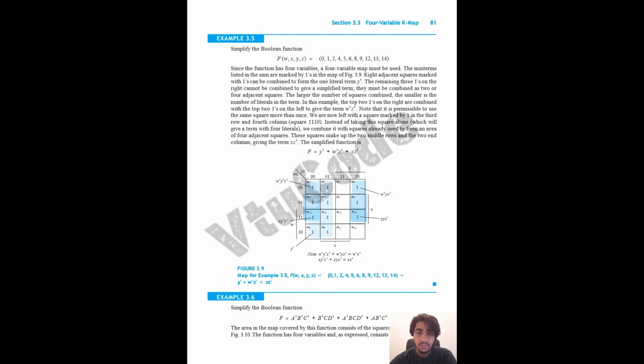We need to take 0, 1, 2, 4 and so on, and plot that in the K-map here. So first we have a 4 into 4, 16-cell K-map, 4 variable. At position 0, that is M0, we write 1. Similarly 1 and 2, that is 1 and this is 2. Similarly for the rest we fill with 1s. And the remaining we can fill with 0s as stated earlier.